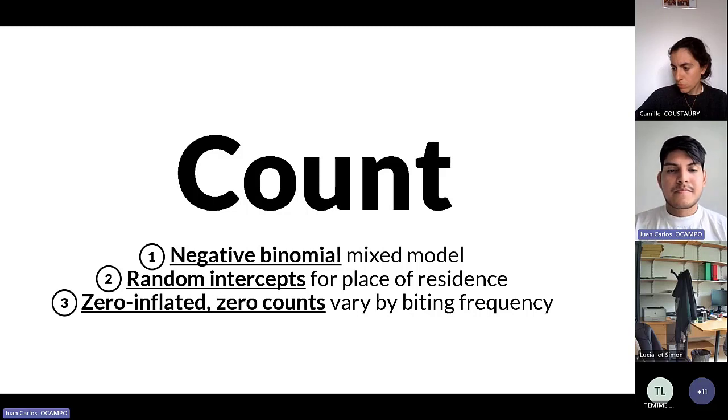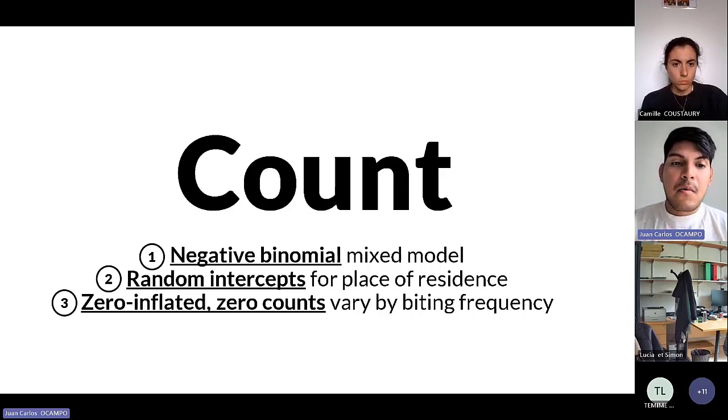So first, our count. Our count model is a negative binomial mixed model. Negative binomial models let us model count outcomes without assuming the Poisson distribution, which was key for this one. Now we also have random intercepts for place of residence. That is because by design, our sample is naturally clustered. We had to address that clustering in some way. And also our model is zero inflated. It's zero inflated because we have excess zeros, also called structural zeros. And here we do make one key assumption, and that is that the probability of having a zero count is not the same for all observations. It varies by biting frequency.